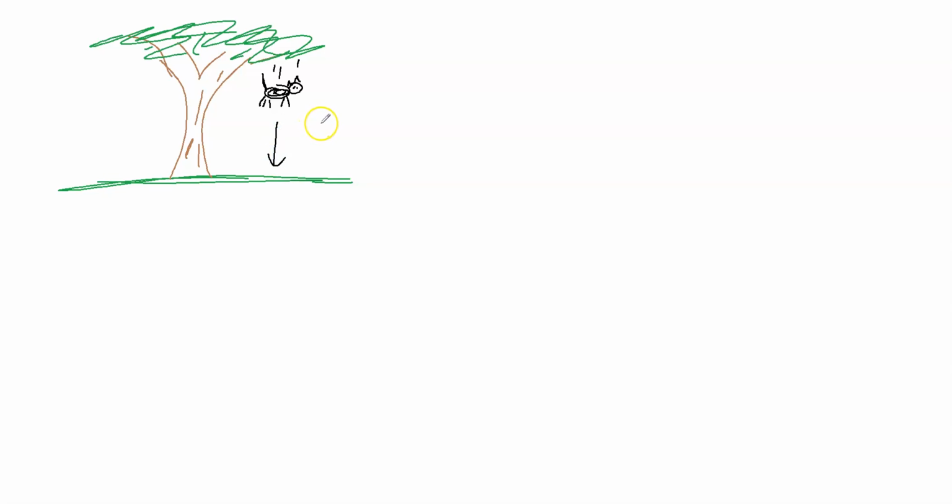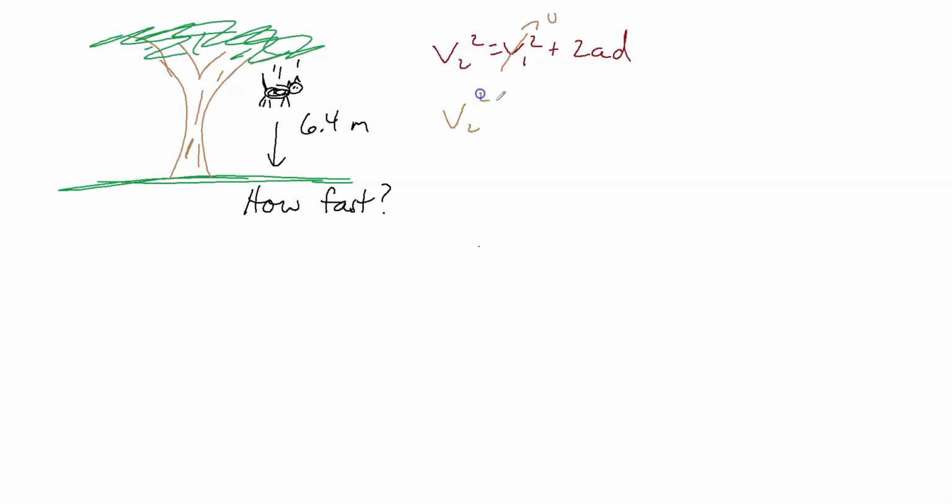And let's say, I don't know how high cats go in trees typically, but let's say it was 6.4 meters in the tree. So I want to know how fast is it going when it hits the ground. Okay, so again, I'm just going to use the new expression because that's what we're practicing right now. And v2 squared is equal to v1 squared plus 2ad. Now, this one's nice because my v1 is equal to 0, so I can just get rid of that term altogether. So v2 squared is going to be equal to 2ad.